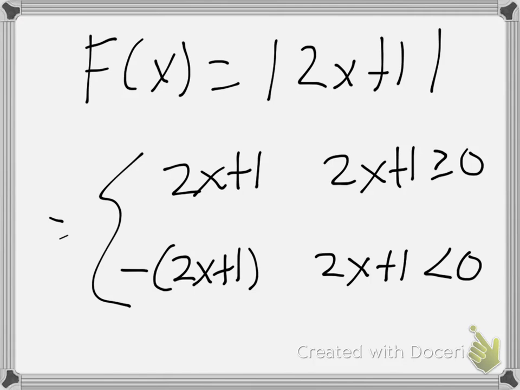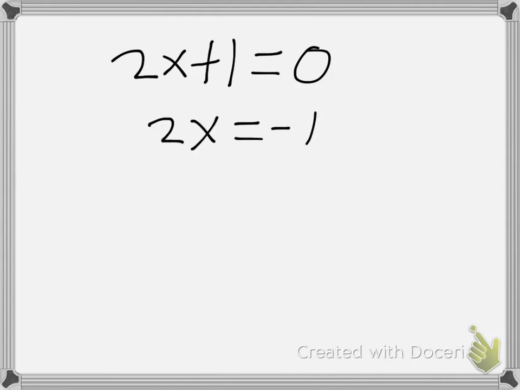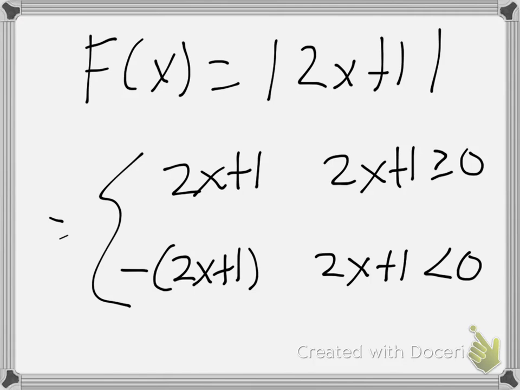Now what I'd like to do is figure out where 2x plus 1 is 0, because that's the turning point of the piecewise function. That's where the piecewise function switches, right, when it's 0. So let's check that real quick. I'm doing this because I want to know where the piecewise function switches, and that is when x is minus 1/2.